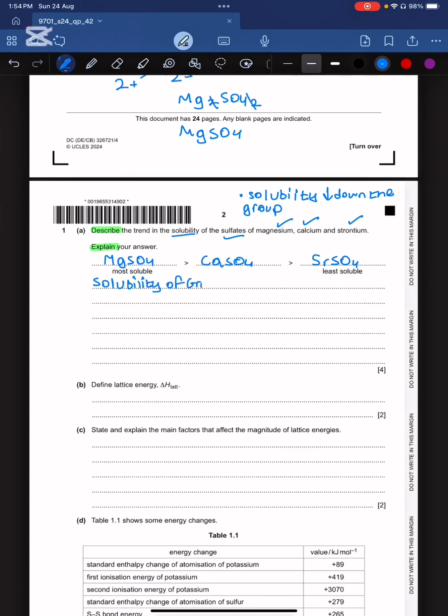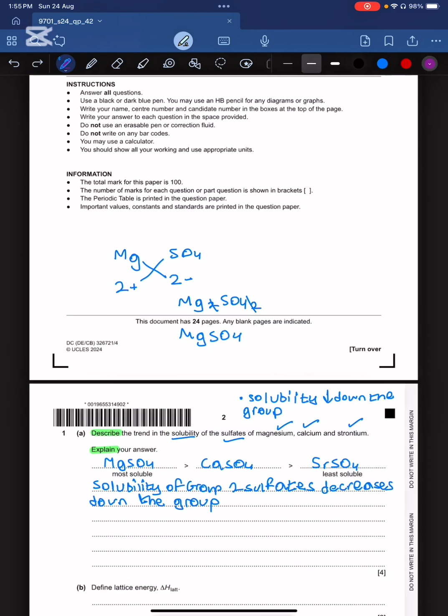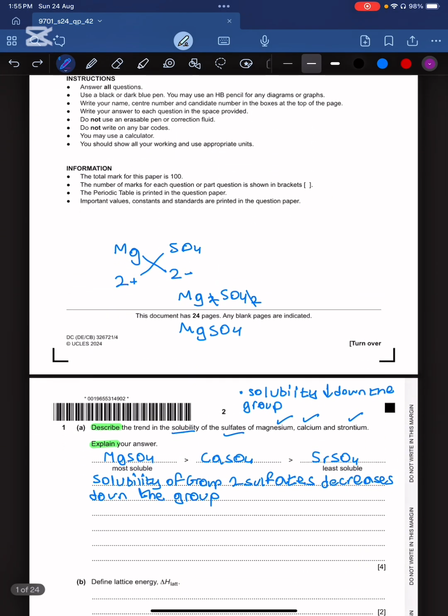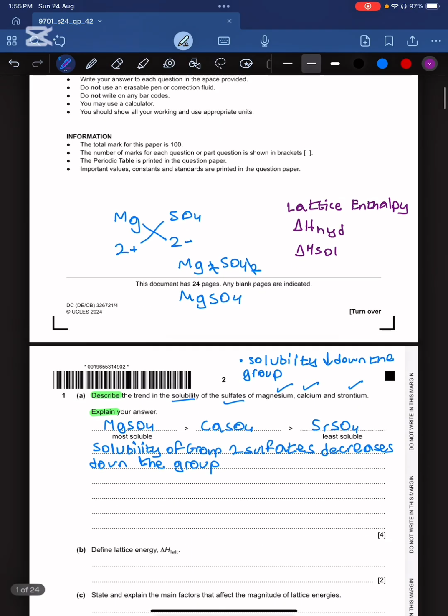Solubility of group 2 sulfates decreases down the group. Now, we already have gained 2 marks, one for writing the trend and one for describing it. The other 2 marks are for 3 keywords which we need to include in an answer. The first keyword is lattice enthalpy. Second keyword is hydration enthalpy. And the third keyword is enthalpy change of solution.